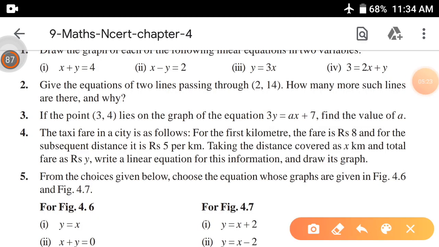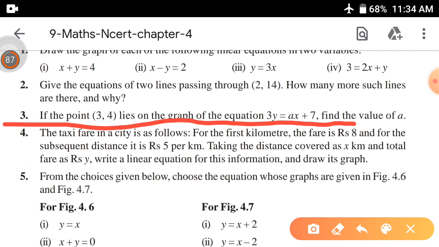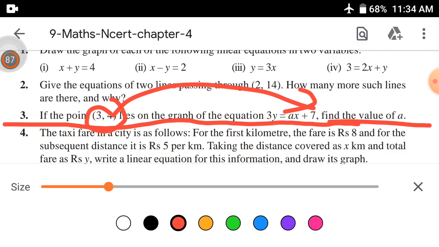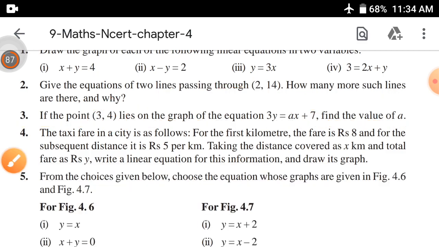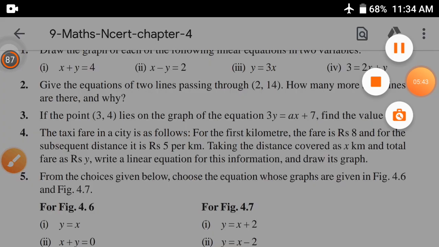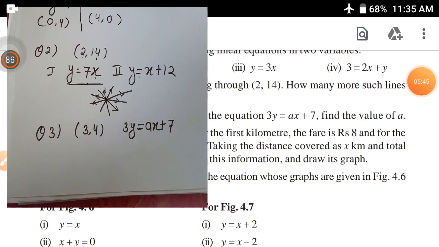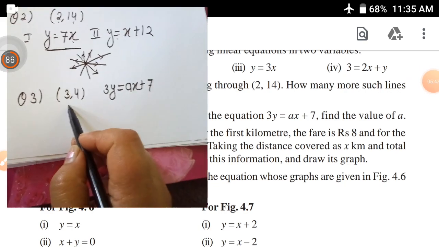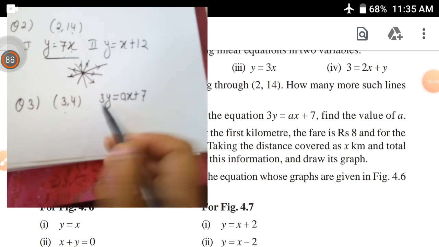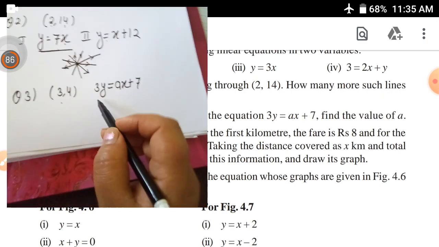See the next question. If the point (3, 4) lies on the graph of the equation 3y is equal to ax plus 7, find the value of a. It means this point is lying on this line, so we have to find the value of a. Simply you have to put the value x equal to 3 and y equal to 4 in this equation, and you will get the value of a. How will you solve it?